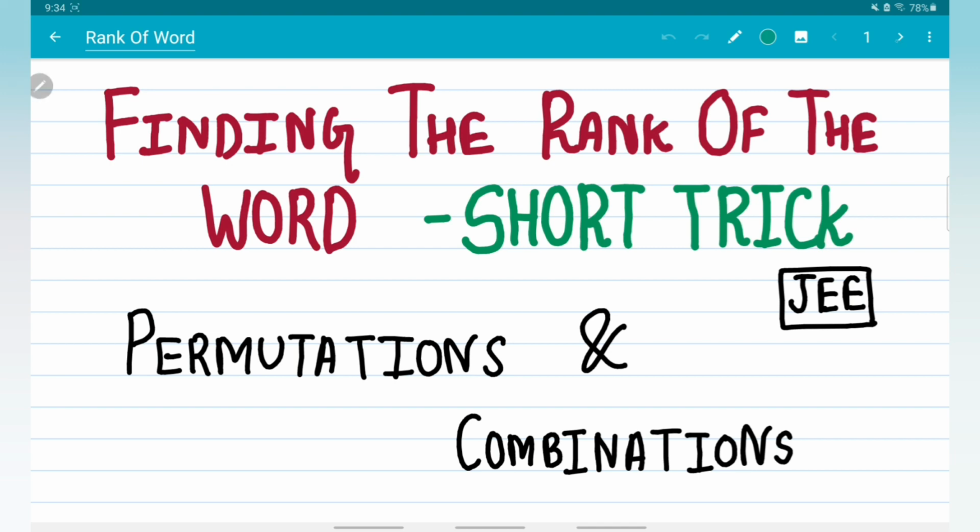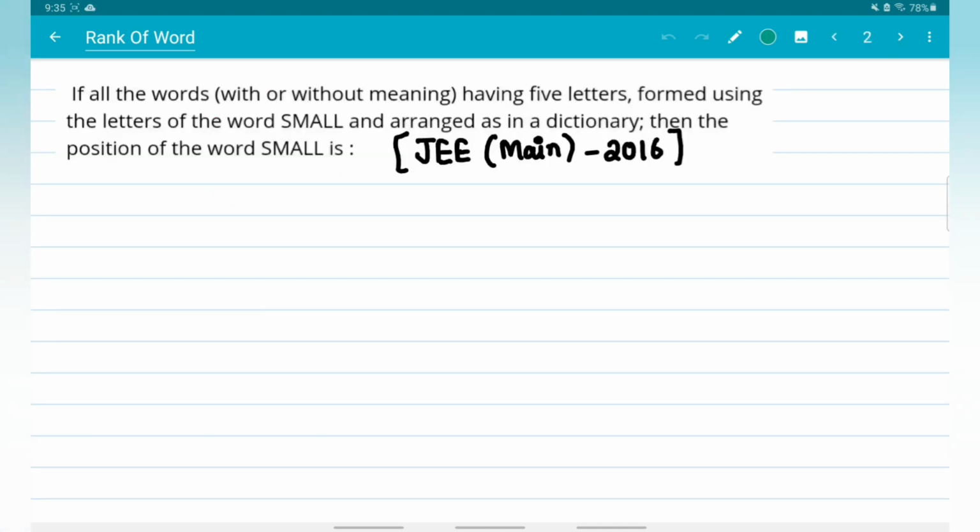So let's start. So this is a question from your JEE Mains 2016, and the question here says that if all the words with or without meaning having 5 letters formed using all the letters of the word small which are arranged as in a dictionary, then the position of the word small is. Okay, so in this basically we have to find the rank of the word small when we take the letters of the word small and arrange them, and the meaning doesn't matter. Okay, so you can make words without meaning also. You have to arrange them in dictionary order and you need to find the rank of the word small.